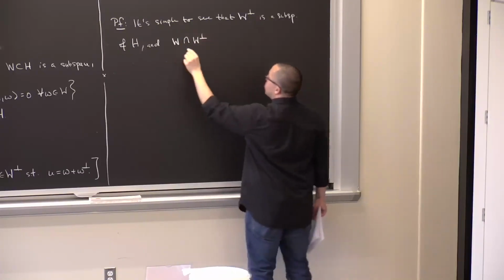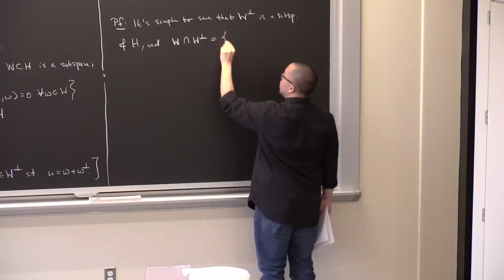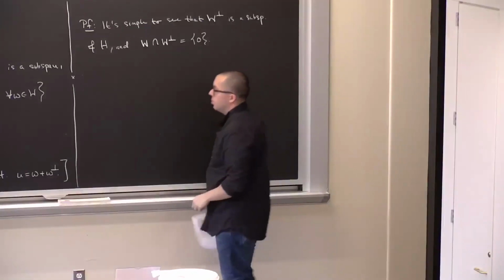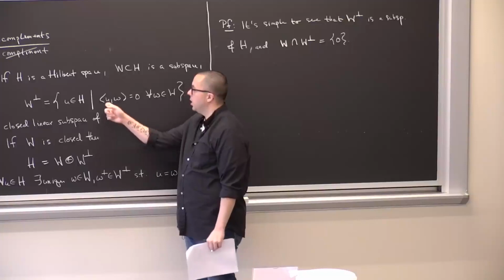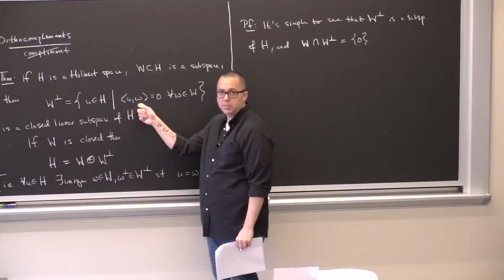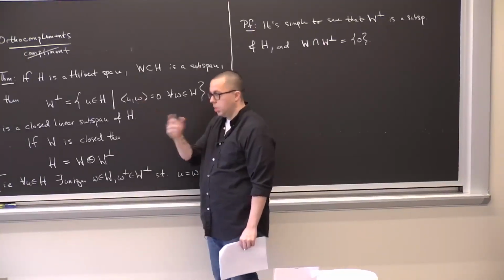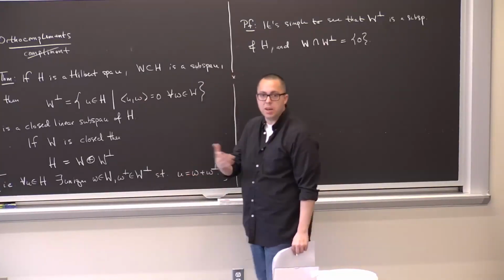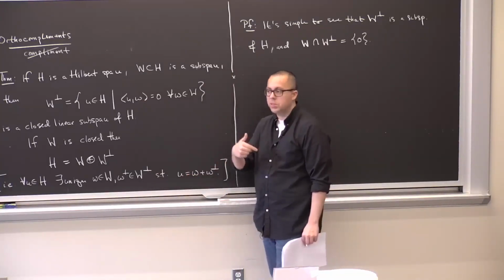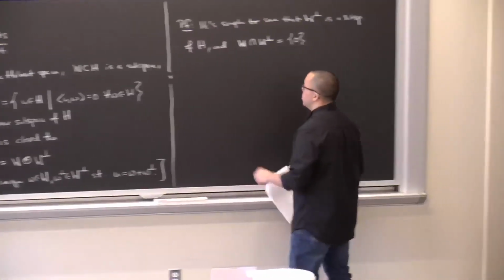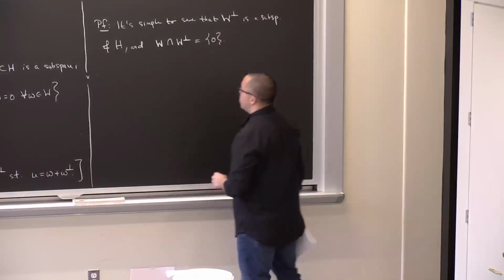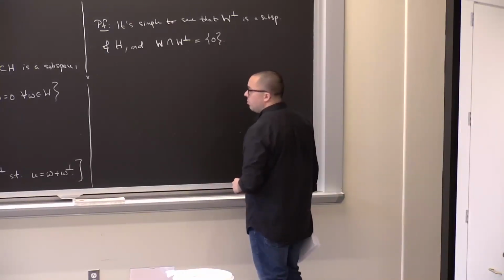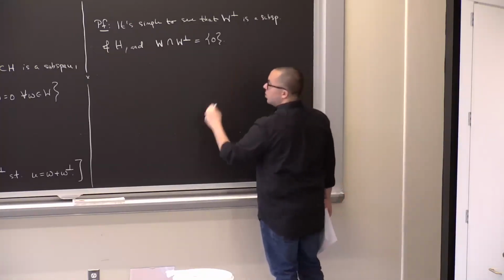The only thing these two subspaces have in common is the zero vector, right? Because if I have something in W and W perp, then it must be orthogonal to itself. One of the conditions for an inner product is that it's positive definite. If I have something orthogonal to itself, it has to be the zero vector. So that's why we get these fairly quickly. Why is W perp closed? This follows from the continuity of the inner product.